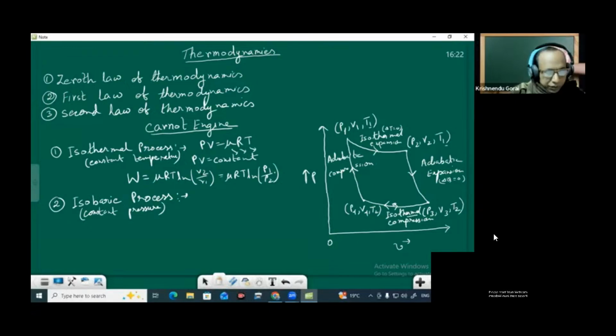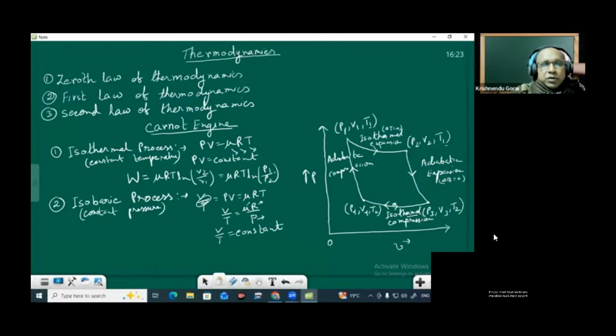In the isobaric process, you first know the equation of state: V by T equal to constant. Why is it constant? Because the formula is PV equal to mu RT. In the isobaric process, pressure is constant, right? Therefore, you can write V by T is equal to mu R by P. Here mu is constant, R is constant, and pressure is constant. Therefore, V by T is equal to constant.